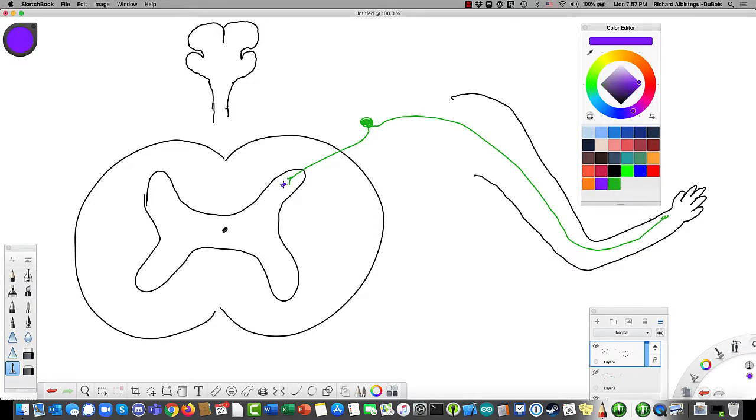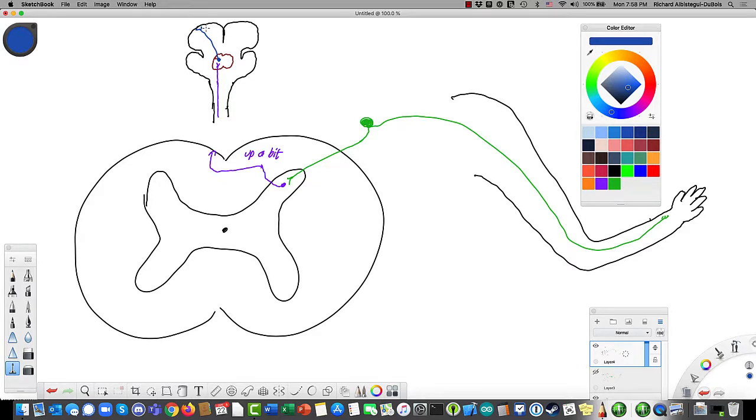Our secondary neuron is going to come over here, head up a few vertebrae, so we'll say up a bit, then cross over to the other side and head up toward the brain here. It is then going to synapse in the thalamus onto a tertiary neuron, which is then going to head out to the cortex.